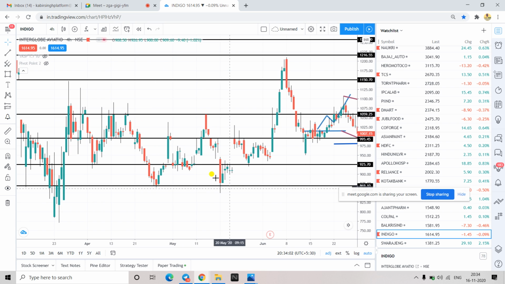So again, if you see here, this is again a double bottom. This is one bottom, this is one bottom. Have we seen this chart before? No, right? So this is Indigo. You can see this is one bottom, this is one bottom, and again the price is going up from the same place. You can wait for the neckline to be broken. After the fall, it has gone up till here. So the pullback was strong.